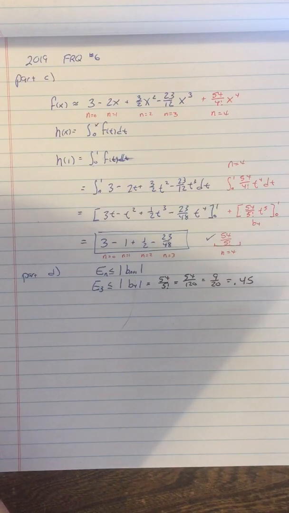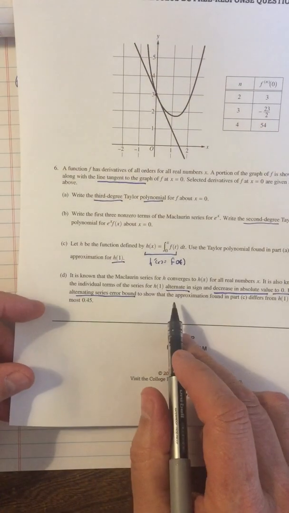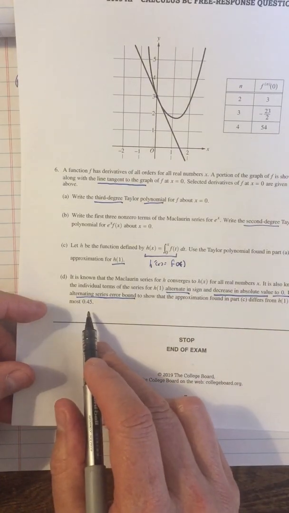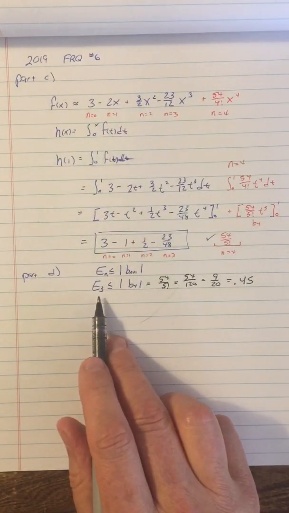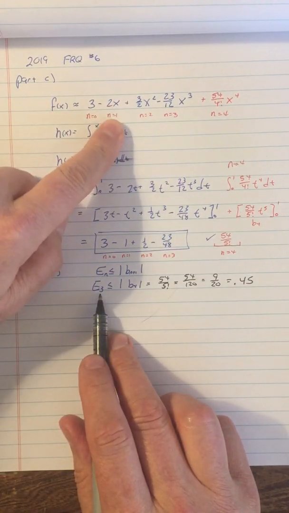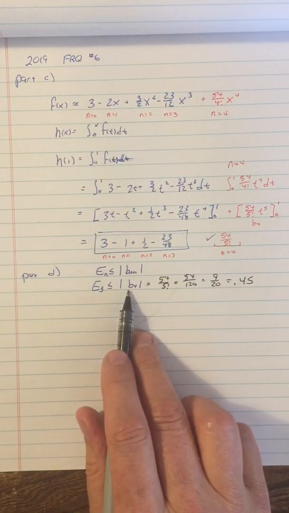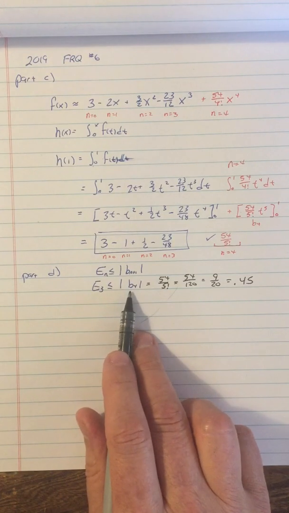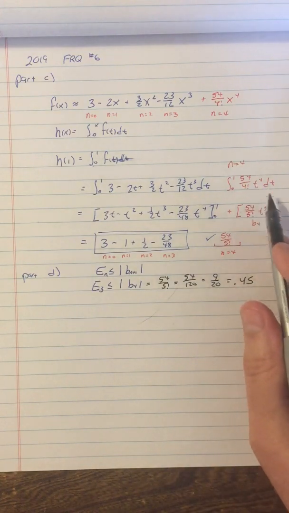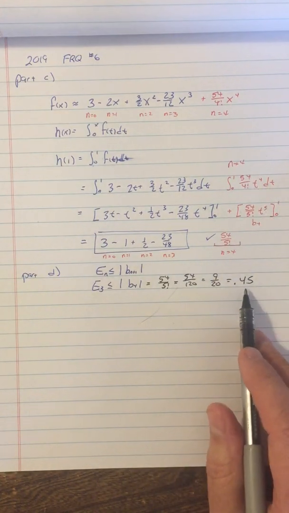All right, so I have shown that the approximation found in part C differs from h of 1 by at most 0.45, because this is the error bound for the third degree polynomial, which is what we had for part C. We've shown that the error bound is less than whatever the 4th degree term would have been, and we figured out that that 4th degree term was going to be 0.45.